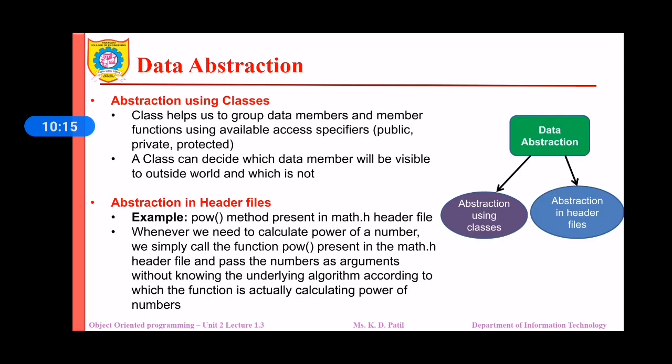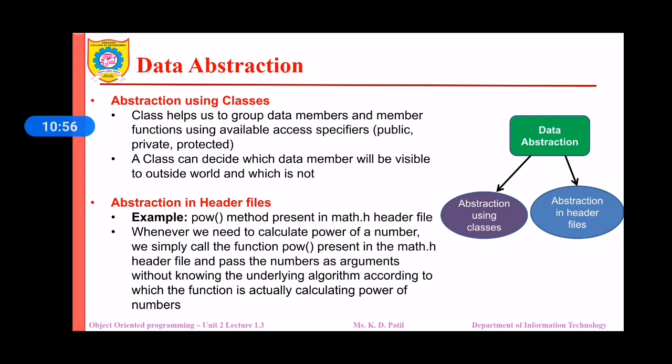There are two ways through which abstraction is achieved. One way is abstraction using classes, and another one is abstraction in the header files. Now let us see what is abstraction through classes. You know that a class helps us to group the data members and member functions using the available access specifiers. If the data members and member functions are public, then only those are available to the outside user. But if they are private, then they are protected from the internal implementation.